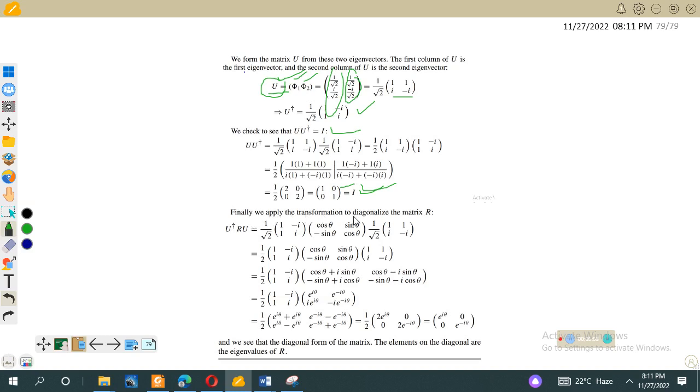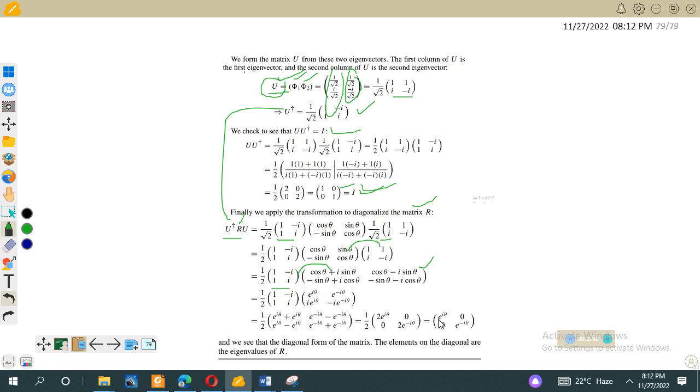Finally, we apply the transformation to diagonalize the matrix. You know that from the basics of elementary algebra, we can find the diagonal matrix as U transpose R U. If we multiply this, we can find the diagonal matrix. So the diagonal entries will be non-zero and all other entries will be zero. Here U dagger, this is U dagger. We will put the value of U dagger here, and similarly R is the original matrix and U. So if we multiply these two, first we will multiply these two. This will give this matrix, and then we will multiply these two matrices. This will yield the diagonal matrix.